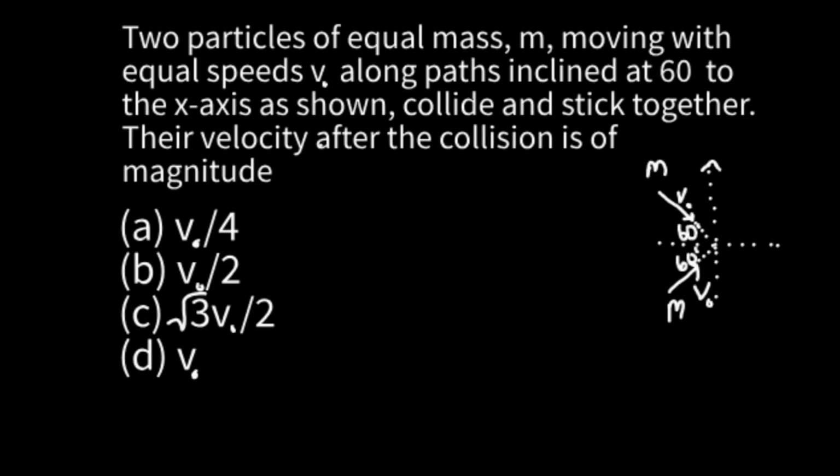So this first problem, we have a pretty simple collision. These are two objects with the same mass, same initial velocity, and they're moving towards each other at the same angle before they collide at this point here. And we want to know their velocity after the collision. And we know that they stick together, so they're going to become one object.